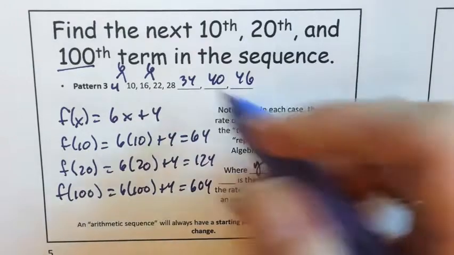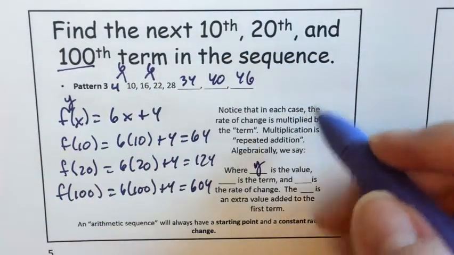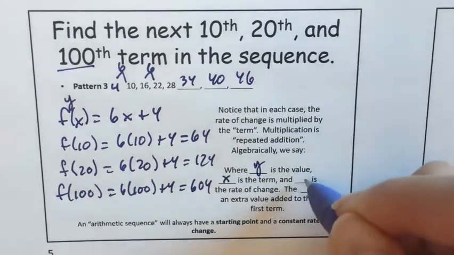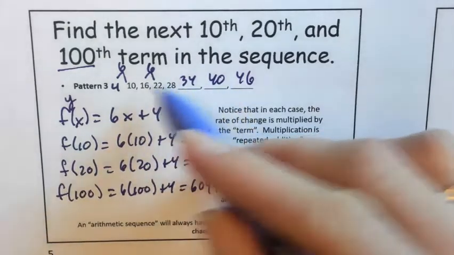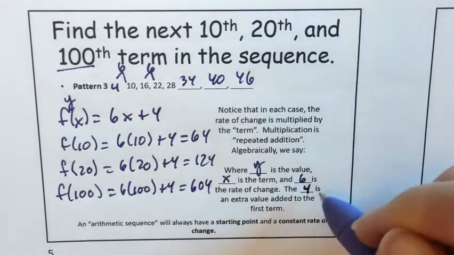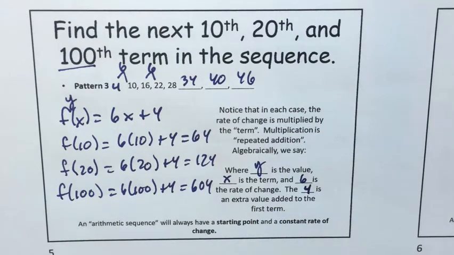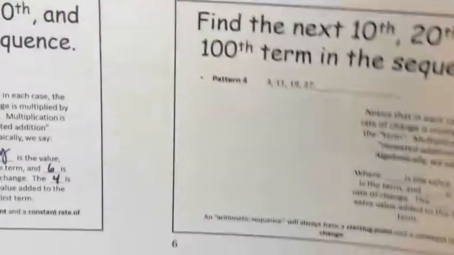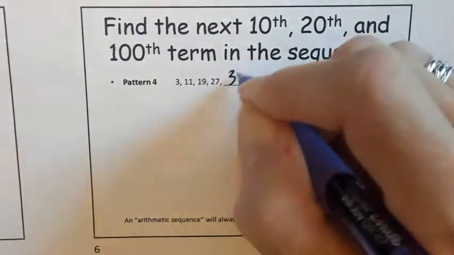So y is my value. F of x, by the way, means y. Those are interchangeable. X is the term. The rate of change in this case is 6, because I'm changing by 6 every time. And 4 is my additional extra value added to my first term, or what the original starting point is. Let's try the last one. Try it yourself and then check it. You can pause the video.